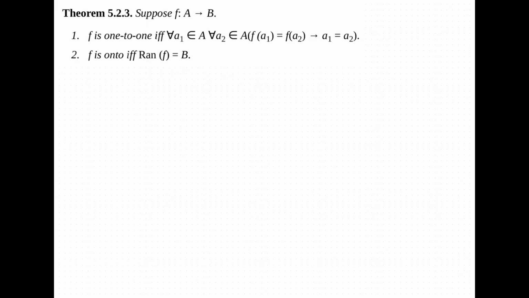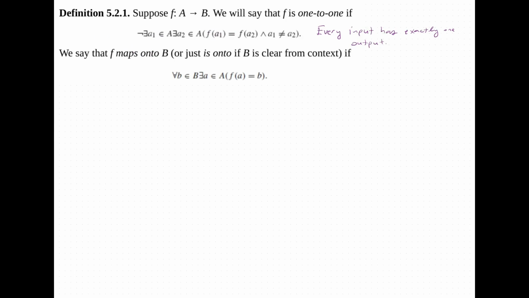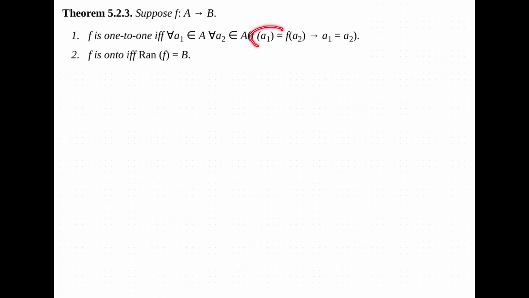A better way of perceiving these definitions is via the following theorem, which gives us an equivalent way of understanding what it means to be one-to-one and onto. So f is one-to-one if and only if for every a1 in the set A and every a2 in the set A, if we have that f of a1 equals f of a2, that means that a1 is equal to a2. So notice how this corresponds to our intuitive notion. Every input has exactly one output. So if we look at two outputs that are equal, they correspond to the same input.